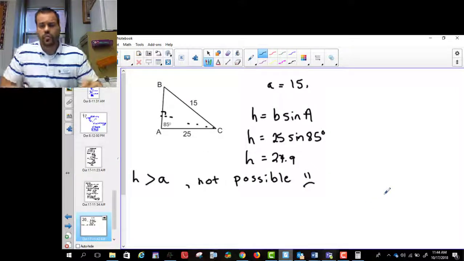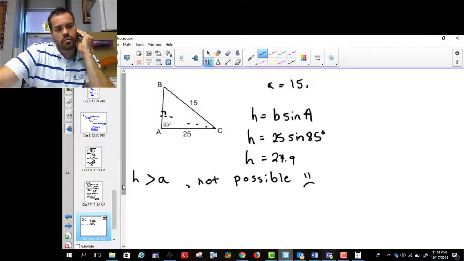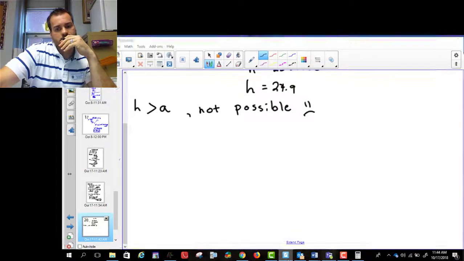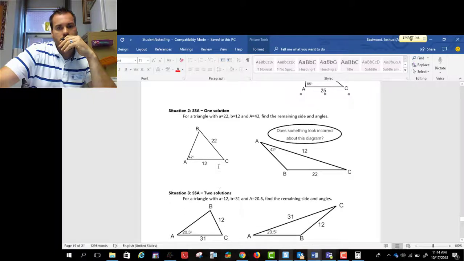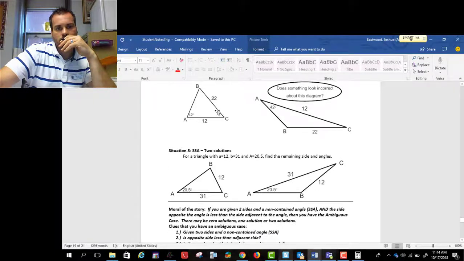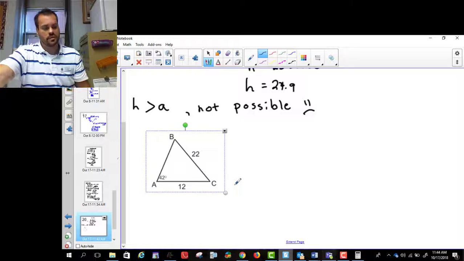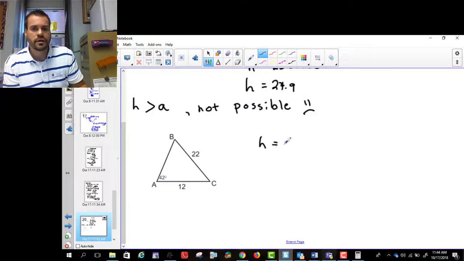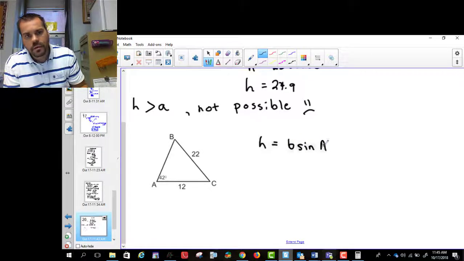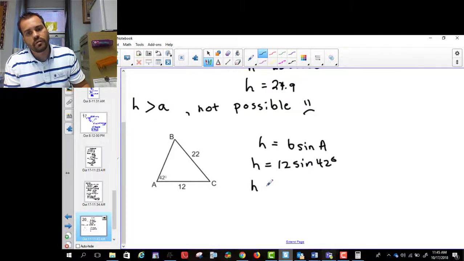So then how do we know what happens if there's more than one solution? Imagine for a second that we get this one. Let's copy this one over. Again, we're just working through your notebook so you can follow along. In this case, we're going to find our height. It's b sine A. So b is 12 and A is 42. So we go 12 sine 42 and figure out what our height is.